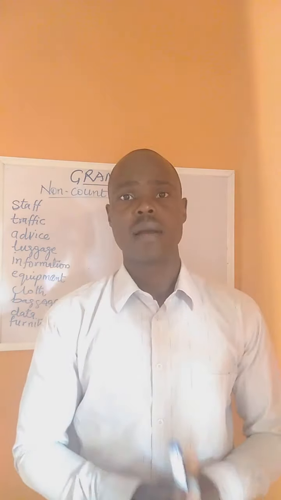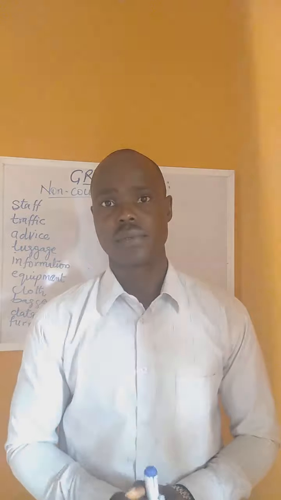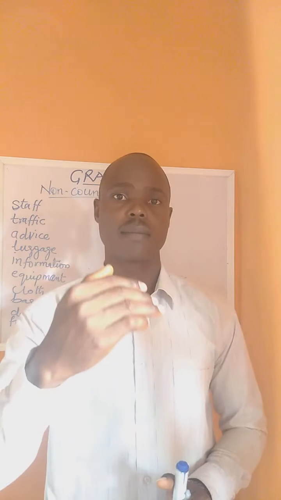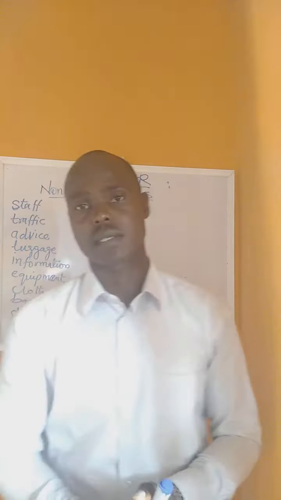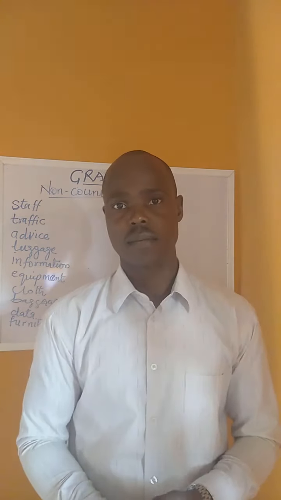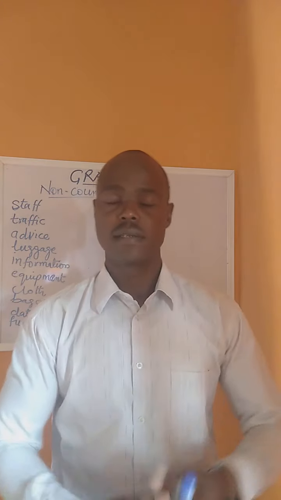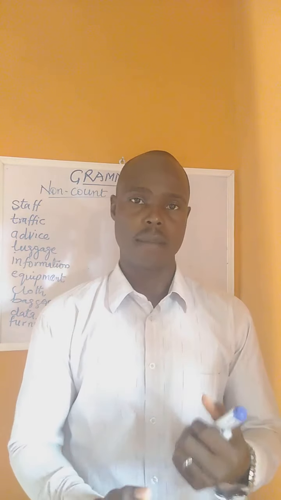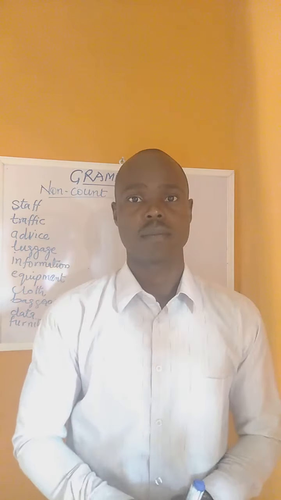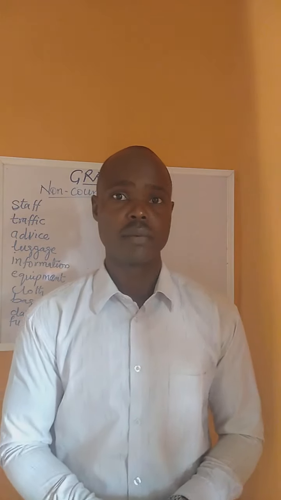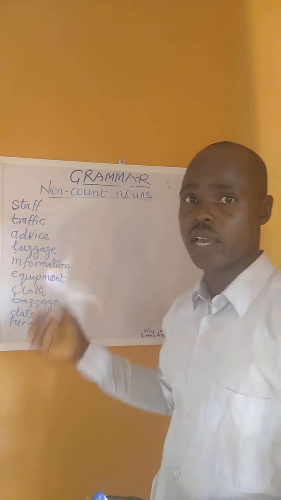Liquids in general are mass count nouns. Abstract nouns are also mass count nouns. Gases and grains, all of these are examples of mass count nouns, meaning we do not count them in their numbers. Now, other examples are those we have on the board.